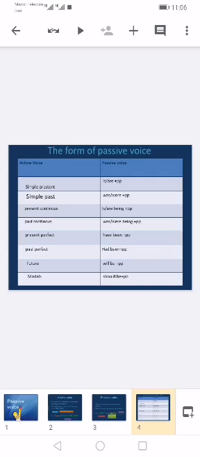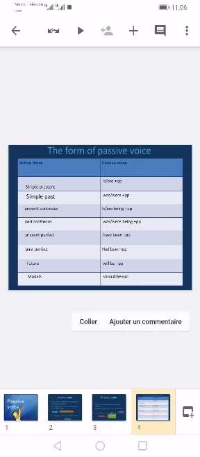With modals, an apple should be eaten by Ali, or an apple has to be eaten by Ali, or an apple can be eaten by Ali. So in the future with will and the modals, we apply the same rule. It is modal or will, because will itself is a modal auxiliary. So will or the modal plus be plus past participle.